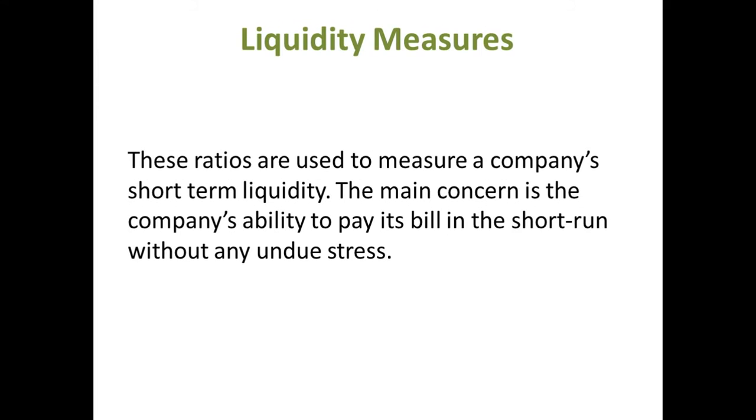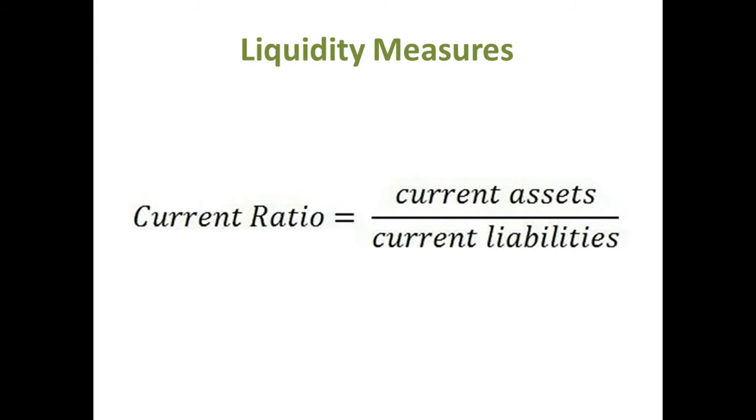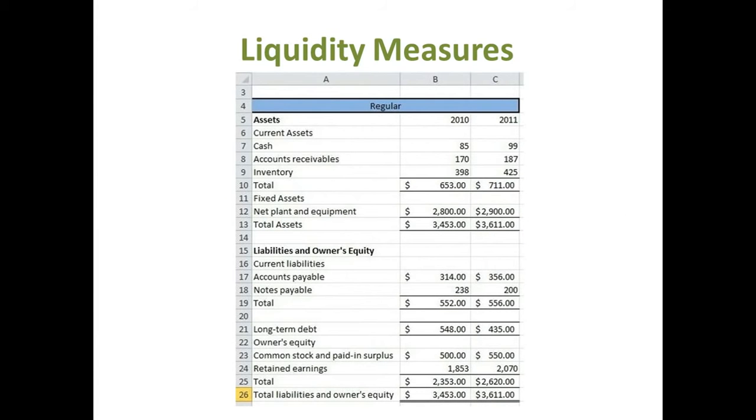The current ratio. The current ratio is one of the most commonly used ratios. It is calculated as current assets divided by current liabilities. In our example, on the balance sheet, you can see that we have $653,000 in current assets and $552,000 in current liabilities. Since current assets and current liabilities are converted to cash over the next 12 months, the current ratio is a measure of short-term solvency.